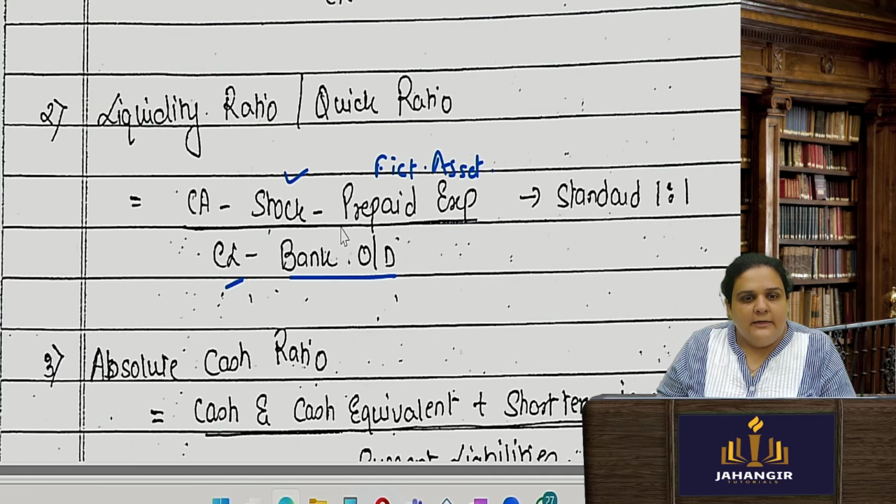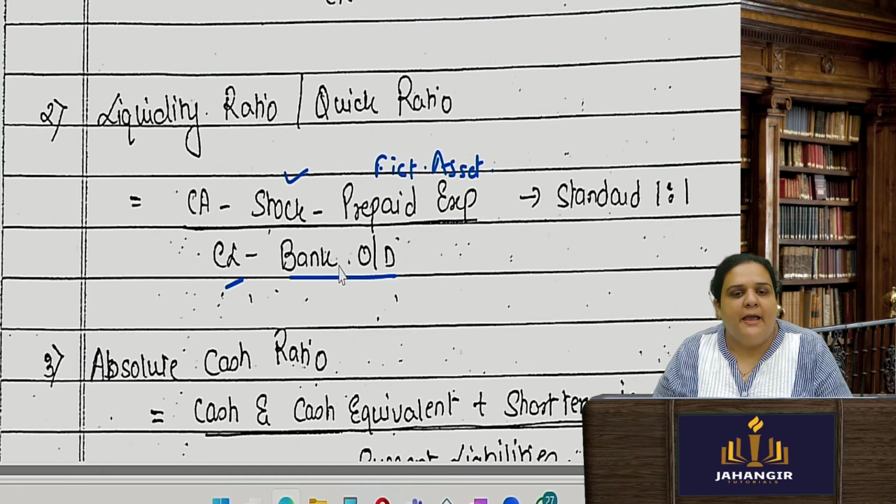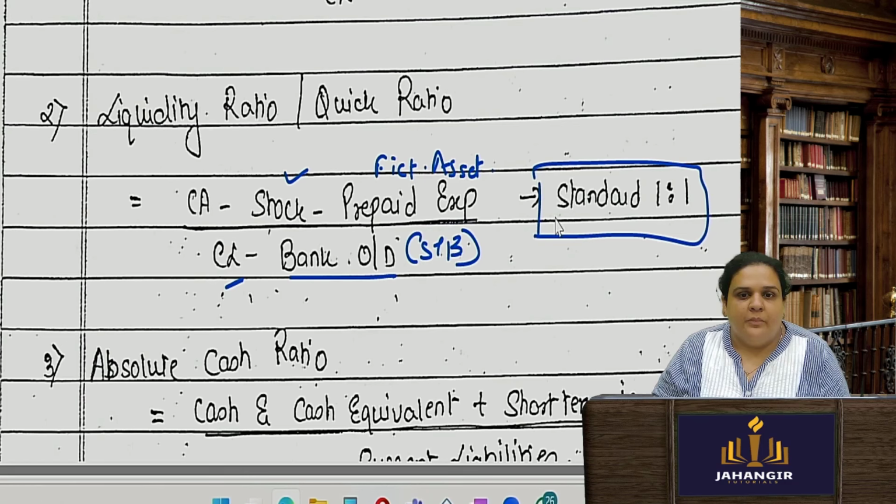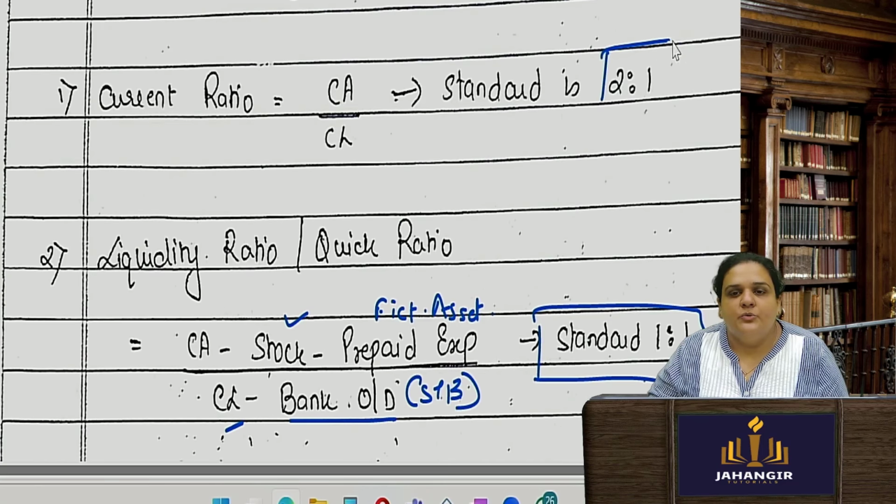So take all the current assets, but remove stock and prepaid expense, and from current liabilities, if there is any bank OD, this is known as short-term borrowings. Remove that. You will get the liquid ratio. So the standard ratio is 1:1, and for the current ratio, it is 2:1.